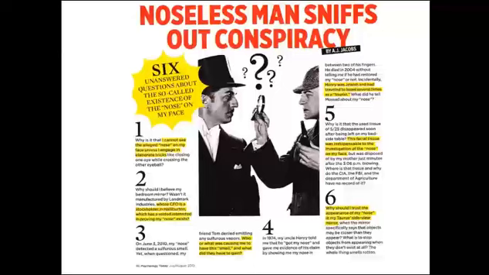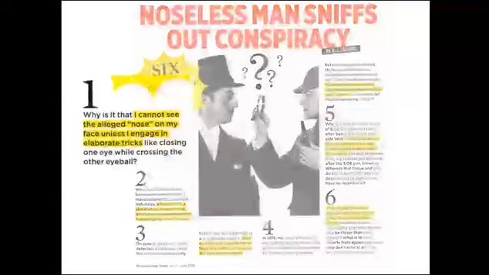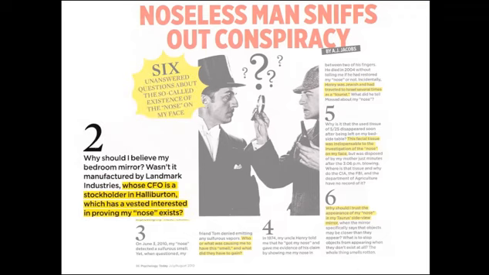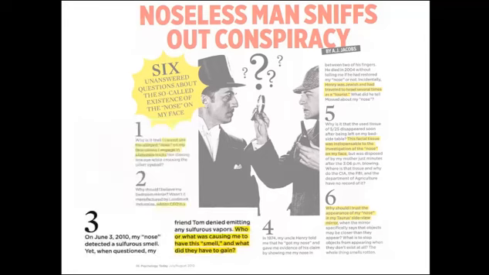Now, I pulled this out of Psychology Today. A noseless man sniffs out conspiracy. 6 unanswered questions about the so-called existence of the nose on my face. And he's basically making a falsifiability argument. 1. Why is it that I cannot see the alleged nose on my face unless I engage in elaborate tricks like closing one eye while crossing the other eyeball? 2. Why should I believe my bedroom mirror? Wasn't it manufactured by Landmark Industries, whose CFO is a stockholder in Halliburton, which has a vested interest in proving my nose exists?